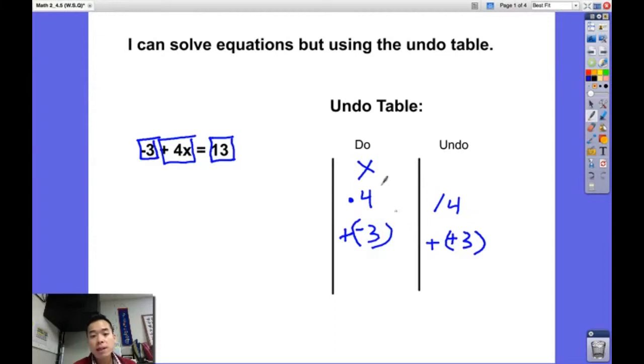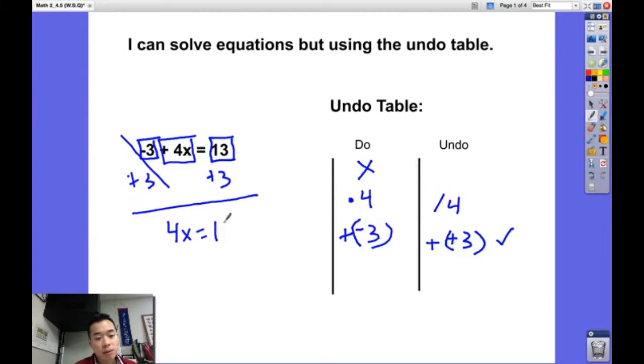So what I'm doing is I just described what happened to my variable. I undid it. The first thing at the very bottom of the undo right here, I'm going to check it so you can see it. I'm going to go in and just write that underneath my equation, +3. Draw my line. -3 with +3 is 0. Bring down the 4x is equal to 13 plus 3 is 16.